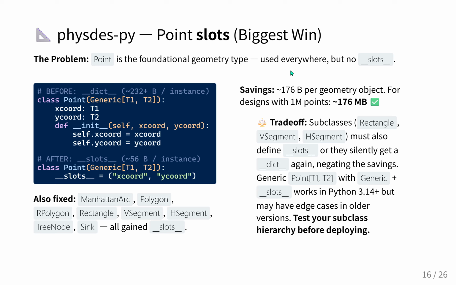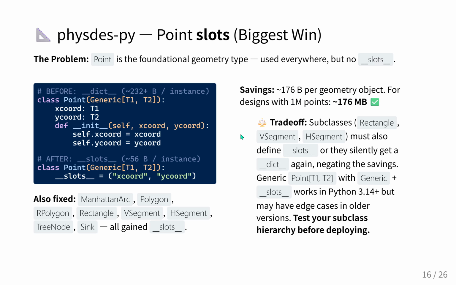By simply adding slots to those base geometry classes, the developer stripped away that hidden dictionary and saved about 176 bytes per individual object, which adds up so fast. It really does. If you have a system processing 1 million points, that is roughly 176 megabytes of RAM clawed back instantly. And the presentation shows the exact same thing in the MyWheel library.